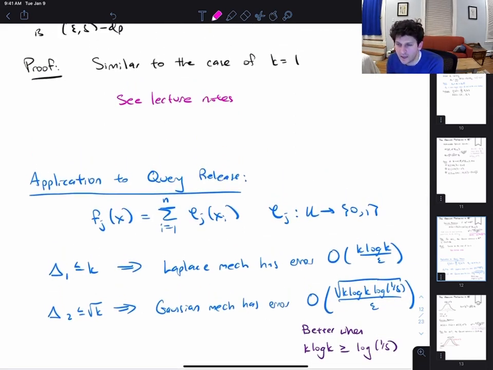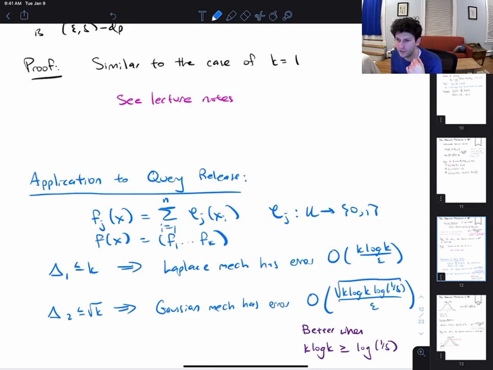To go back to our application of releasing linear queries, if we have a set of k linear queries, then because the L1 sensitivity is potentially as large as k, the Laplace mechanism would add error k log k over epsilon. That would be the expectation of the error on the query with the largest error. Because the L2 sensitivity can't be more than root k, the Gaussian mechanism would have error square root of k log k times square root of log 1 over delta, over epsilon.